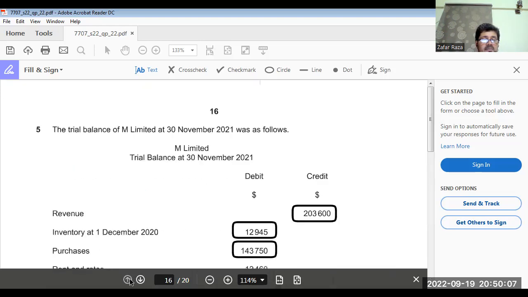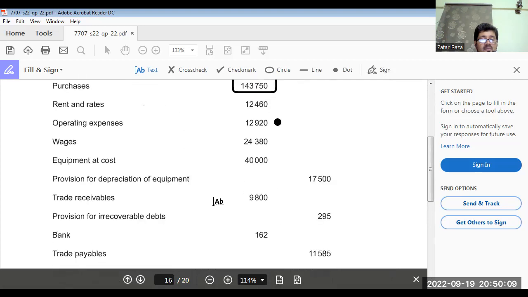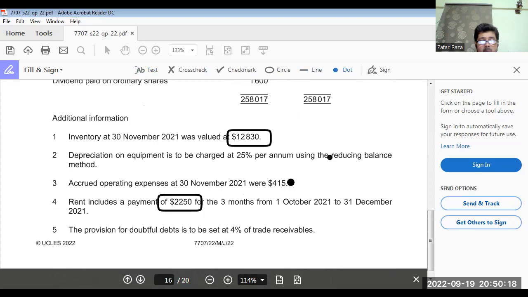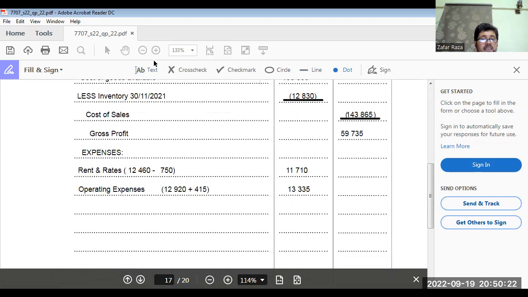What next? Wages, 24,380. We have no adjustment of wages, so we will put wages directly over here. And the amount was 24,380. Next.